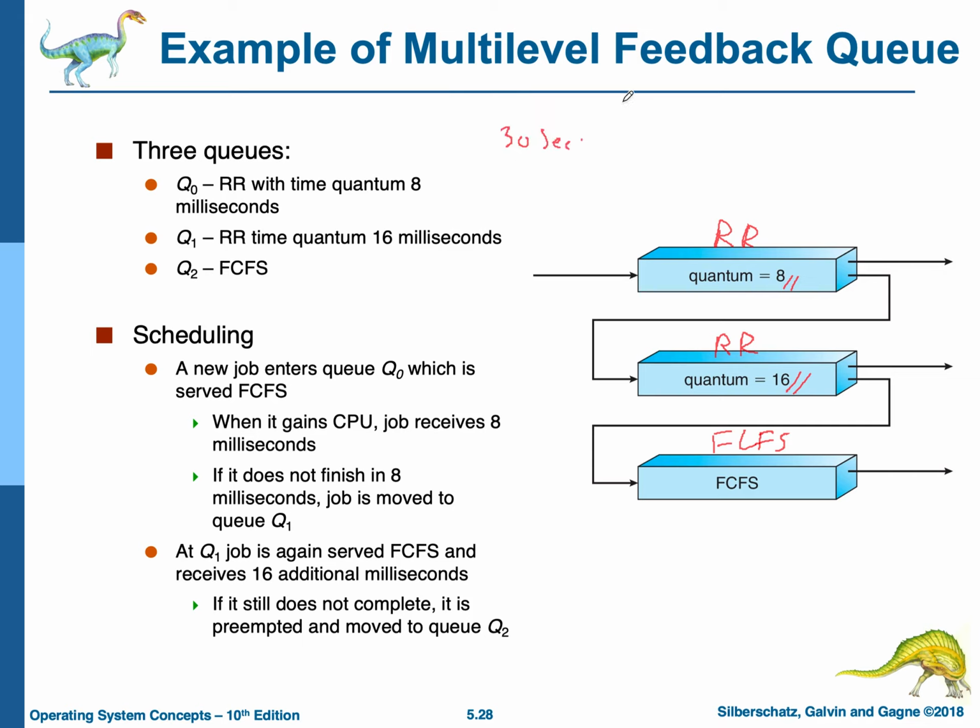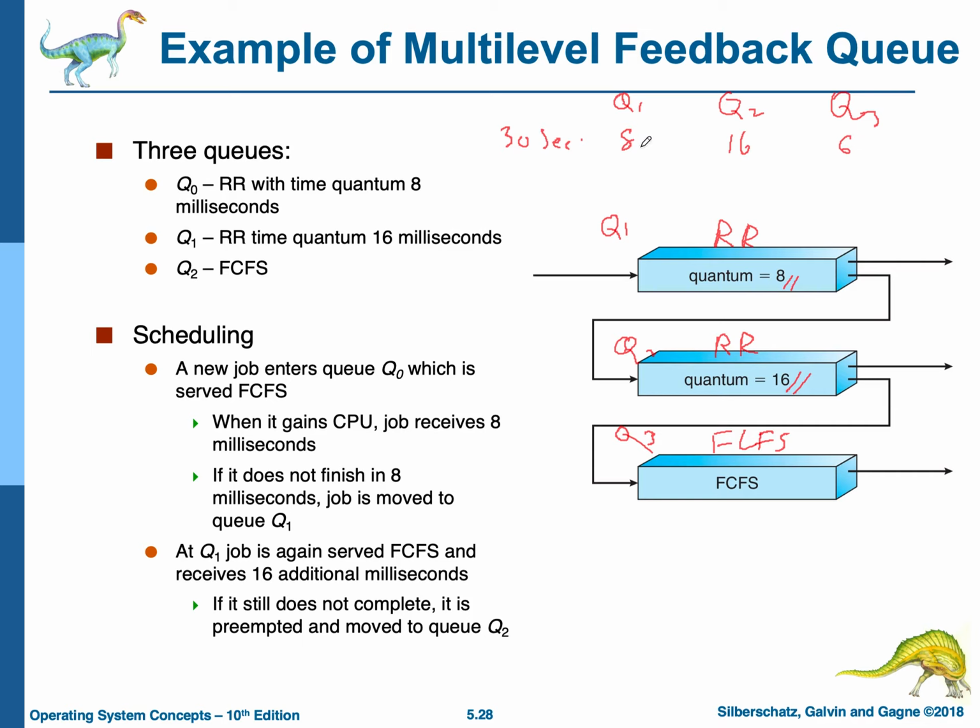Okay, then this is Q1, this is Q2, and this is Q3. In Q1 a job gets 8 quantum of time, and in Q2 it gets 16 quantum of time, while in Q3, 8 and 16 make 24, and for a 30-second job it gets the remaining 6 seconds over here in first come first served.